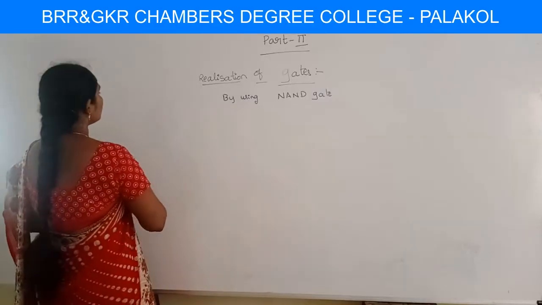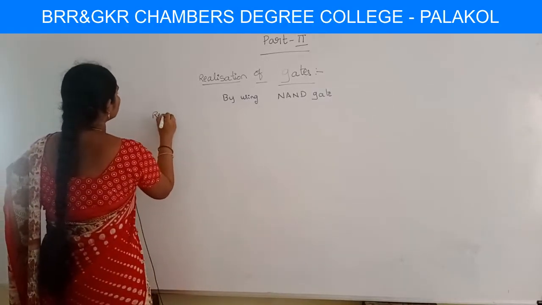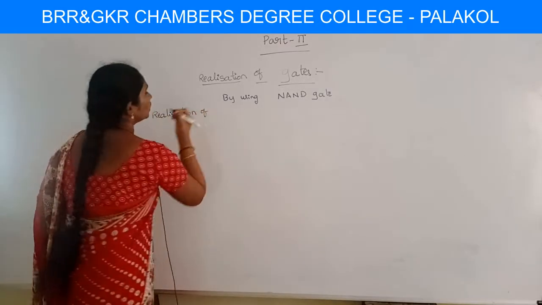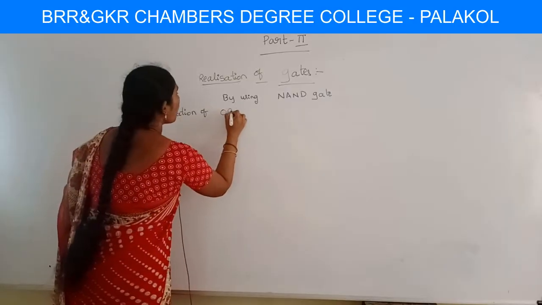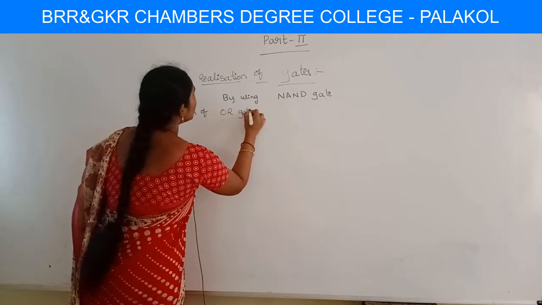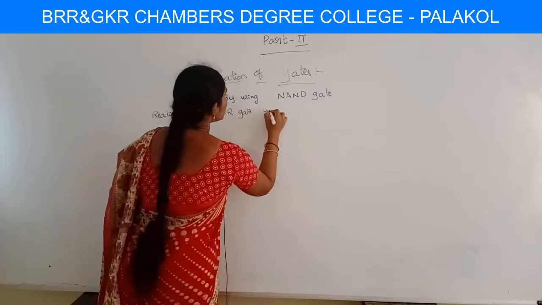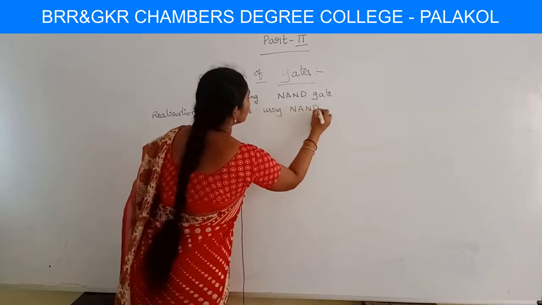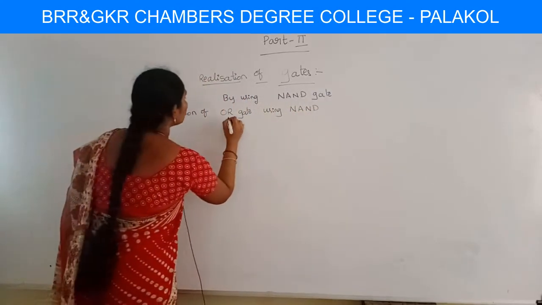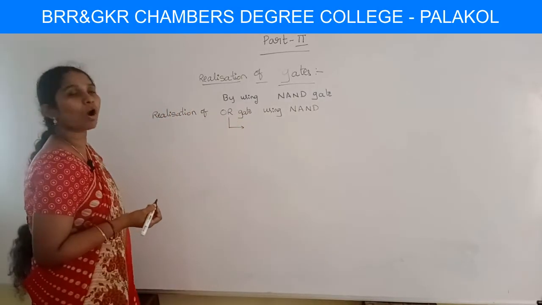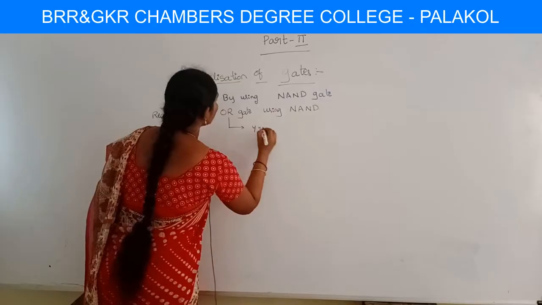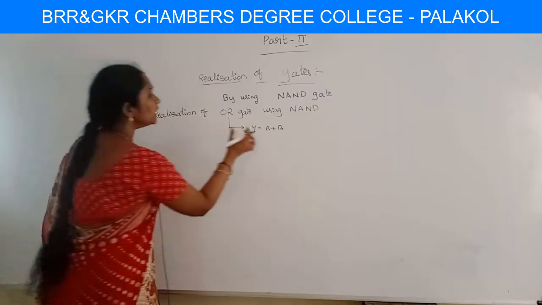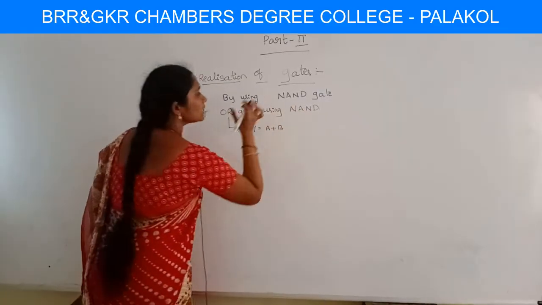Realization of the OR gate using the NAND gate. What is the output of the OR gate? The output of the OR gate is equal to A plus B. We have to derive this output by using the NAND gate.